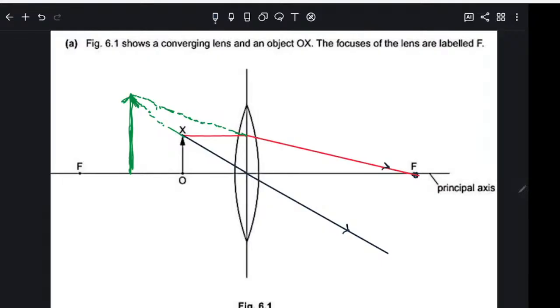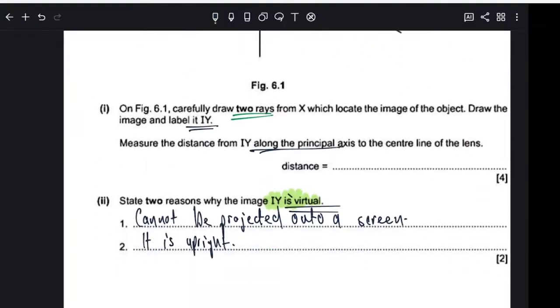All these are things we see on virtual images. When you put your object this close, you're going to get a virtual image. That's why it's virtual. Say those things. I hope now it makes sense.